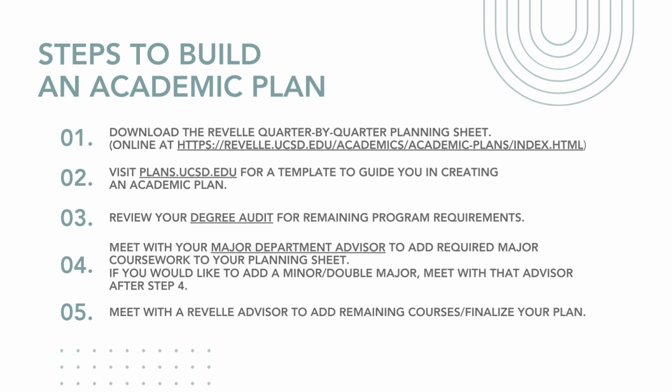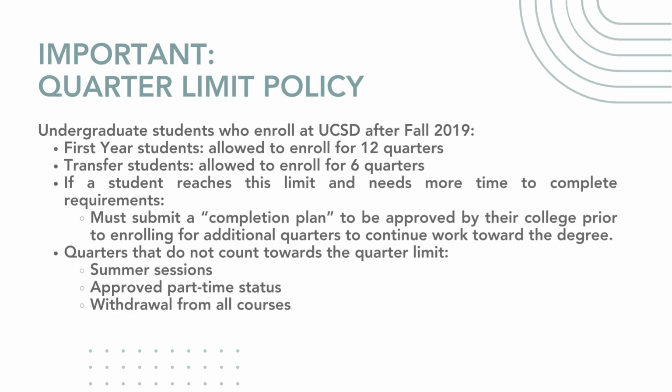Step 3. Review your degree audit for remaining program requirements. Step 4. Meet with your major department advisor to add required major coursework to your planning sheet. If you would like to add a minor and/or double major, meet with that department after Step 4. Step 5. Meet with a Revelle advisor to add remaining courses and finalize your plan.